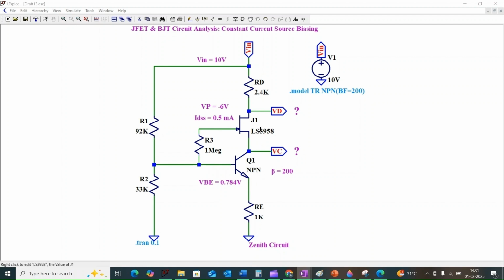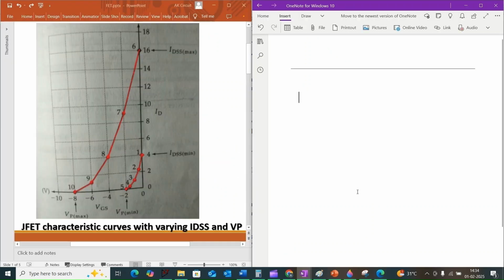We have an N-channel JFET, an NPN BJT, and a few resistors. Notice how the BJT's emitter current essentially sets the JFET's drain current. This is because the emitter current is mirrored as the collector current and directly connected to the source terminal of the JFET, which dictates the drain current. This is called constant current biasing, and it is a really helpful technique for stabilizing the operating point of the JFET.